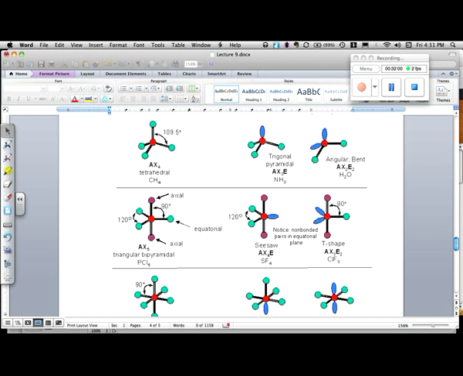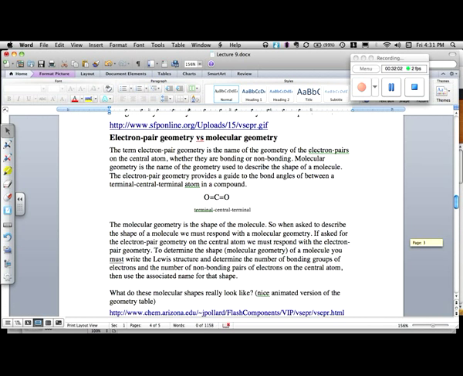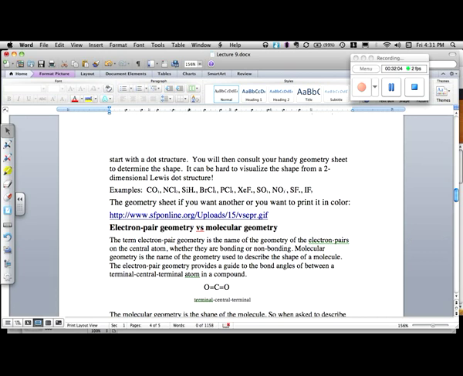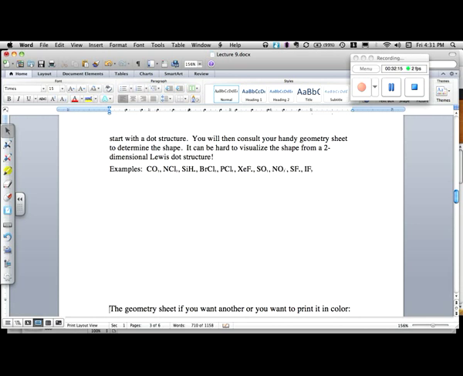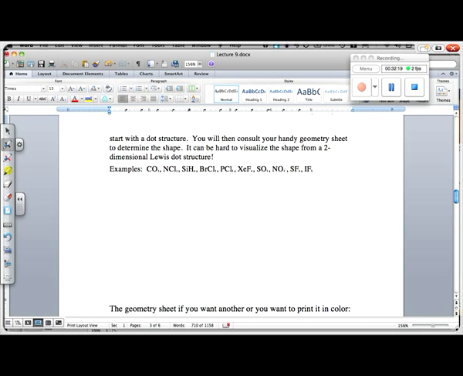Okay? So let's go up here. And what I'm going to do is give us some room for doing the Lewis dots and then talking about the geometry. Get that sheet out that I gave you that we've been talking about. All right, the first one is CO2, and we've just gone over that.